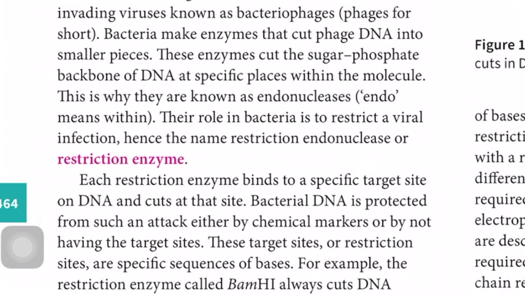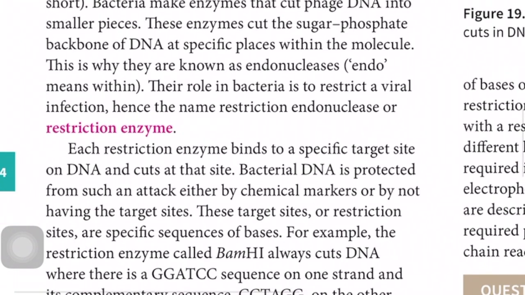Now, bacteria make enzymes that cut phage DNA into smaller pieces. These enzymes cut the sugar phosphate backbone of the DNA at specific places within the molecule. Specific places. Okay, and sugar phosphate backbone means that the phosphate is linked to the ribose sugar of the next nucleotide. It cuts that bond. This is why they are known as endonucleases, which means within. They work within the nucleus or within the virus or cell to cut the DNA. Their role in bacteria is to restrict a viral infection, hence the name restriction endonuclease or restriction enzyme.